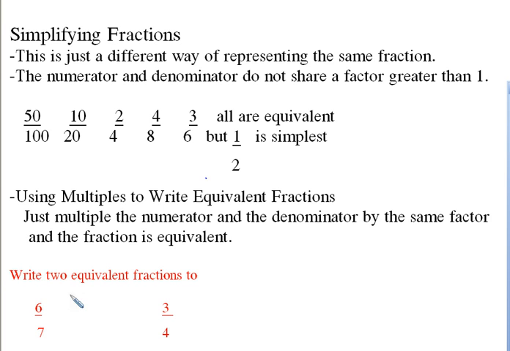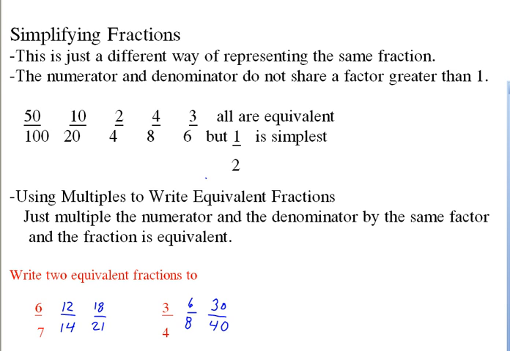So if we want to write equivalent fractions, all we have to do is multiply the top and the bottom by the same thing. So, for example here, if I multiply the top and the bottom by 2, I've got 12 over 14. If I multiply it by 3, I've got 18 over 21. I could do this all day long. Here, if I multiply the top and bottom by 2, 6 and 8. I could also do it by 10. As long as I do it to both the top and the bottom, it's okay.